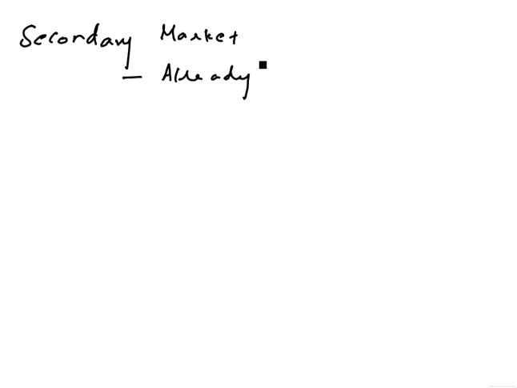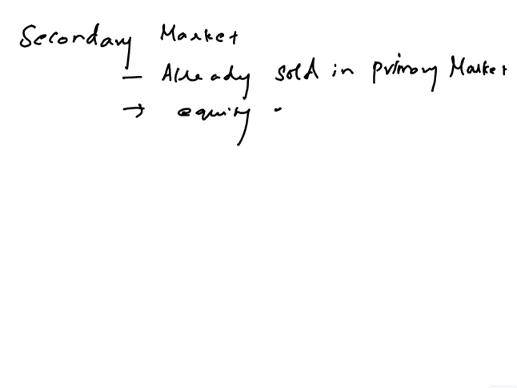So we already know what the secondary market is. The secondary market is a market where the securities that are already sold in the primary market are being traded. The majority of the trading in India is done in the secondary market, and the secondary market contains two types of products, that is equity and debt.